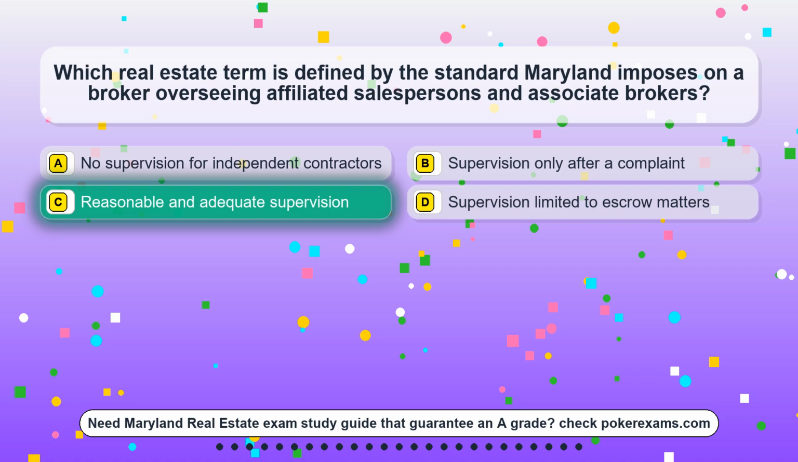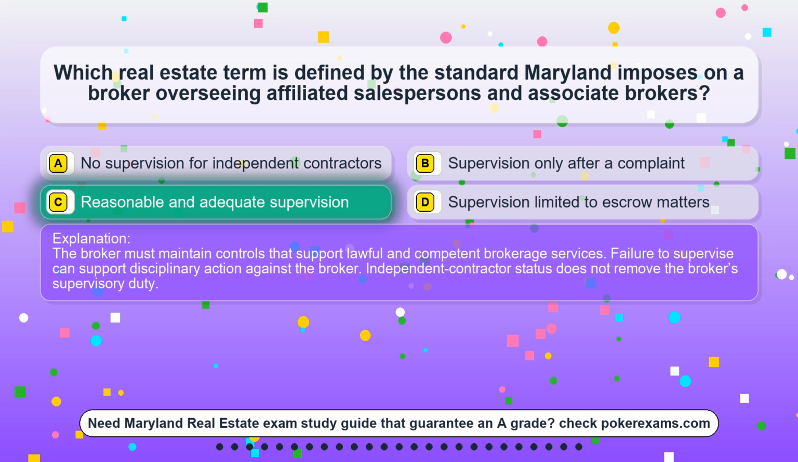The correct answer is option C, reasonable and adequate supervision. The broker must maintain controls that support lawful and competent brokerage services. Failure to supervise can support disciplinary action against the broker. Independent contractor status does not remove the broker's supervisory duty.